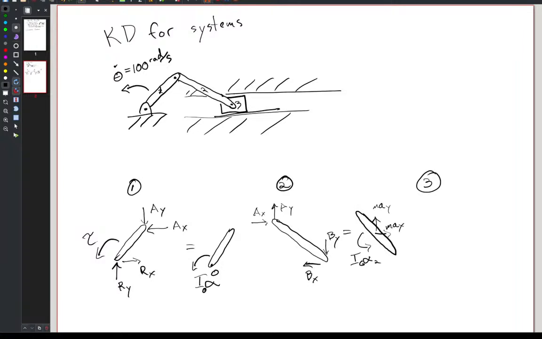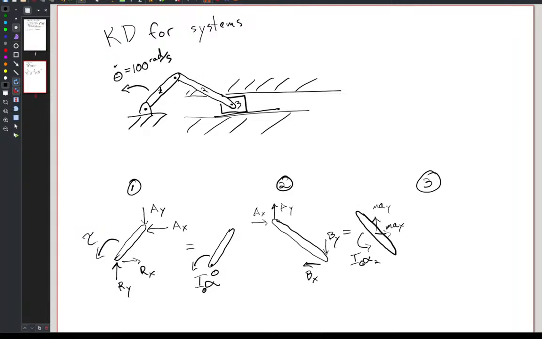This one has the most complicated motion because it's moving and rotating. We'll be able to use constraints to figure out how that moving and rotating is connected, but we have to consider all three components, like the fact that it's rotating around itself and there's an MAY and an MAX.